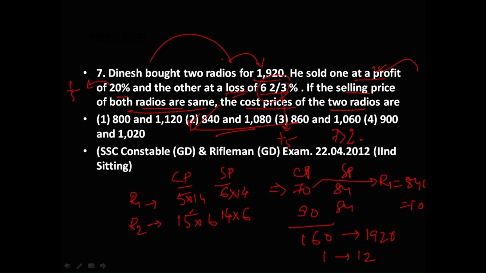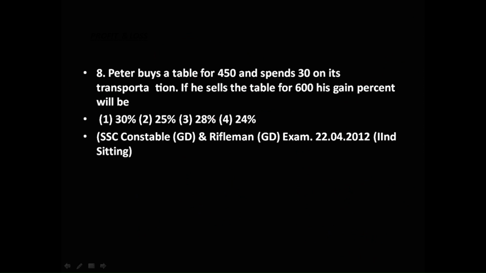Going to the next one. Peter buys a table for 450 and spends 30 on its transportation. He sells the table at 600 and gains what percent? So what's his total expense? It's 450 plus 30, means 480. And he sells the table at 600, so his gain is 120 upon 480 into 100 equals 25%. Option 2. Moving to the next one.